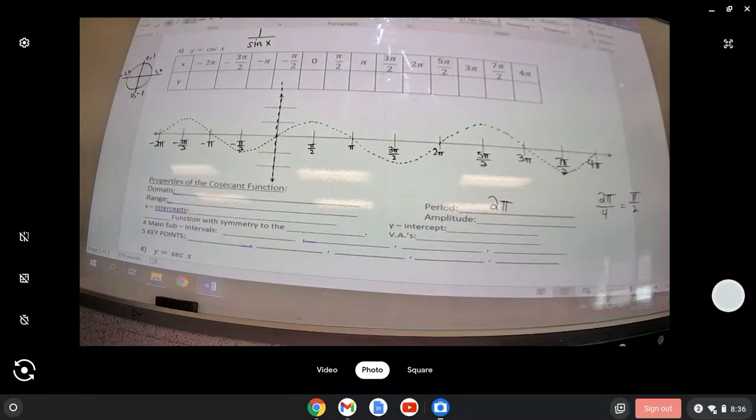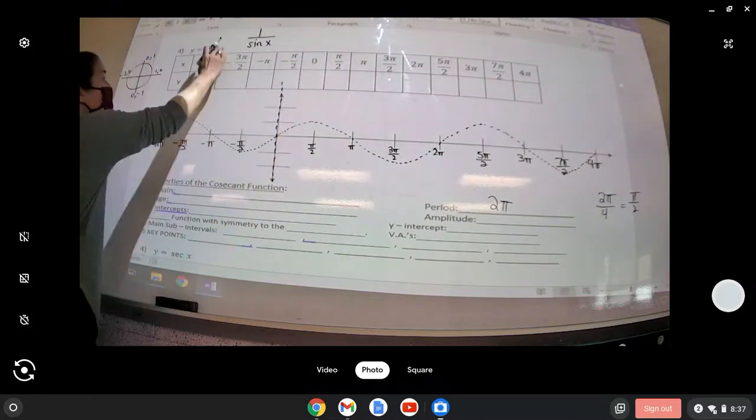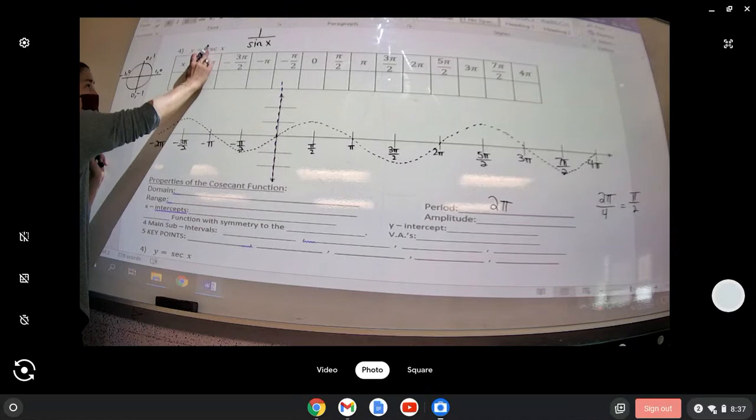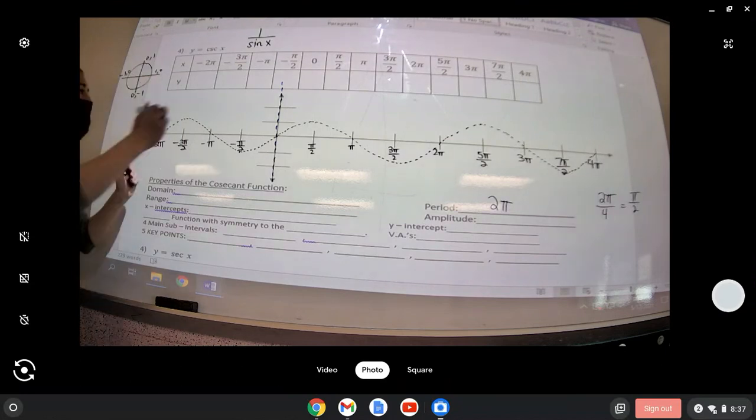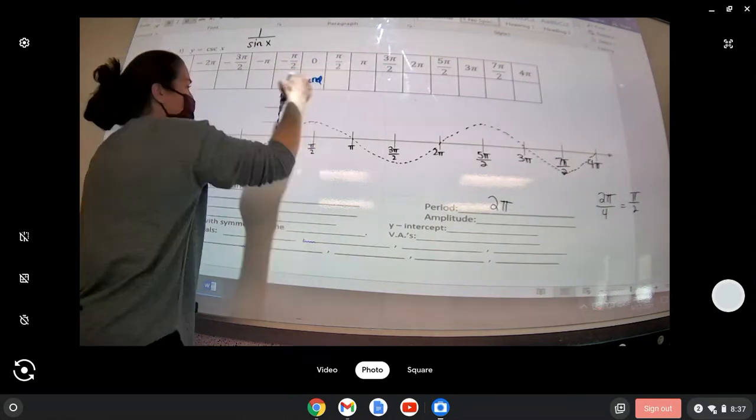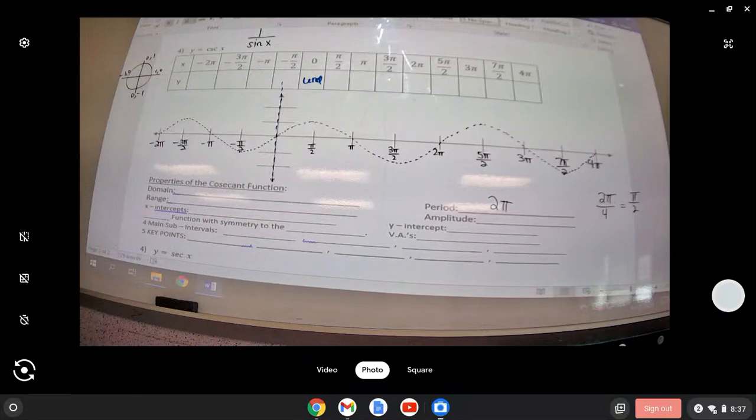Now we're graphing cosecant. So when you plug 0 into cosecant, the cosecant of 0, here's 0 radians. That's the sine. It's the reciprocal of that y-coordinate that is the cosecant. So the cosecant of 0 is the reciprocal of 0, which is undefined. So now we have a vertical asymptote.